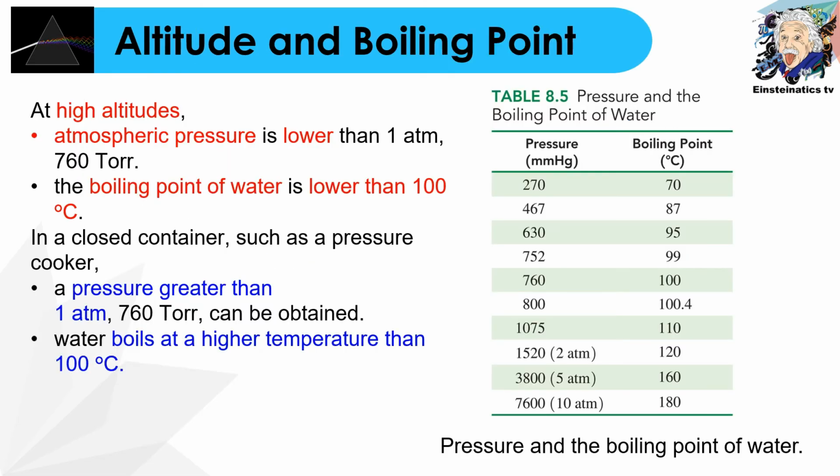One application of Gay-Lussac's law is the use of a pressure cooker. In a closed container such as a pressure cooker, a pressure greater than 1 atmosphere or 760 torr can be obtained. As a result, water boils at a higher temperature than 100 degrees Celsius. Kaya nga pag kailangan palambutin ng mas mabilis yung karne, such as yung baka, we are going to use a pressure cooker because of the increased pressure, mas higher yung temperature sa loob and thus mas mabilis na lumambot yung karneng niluluto.